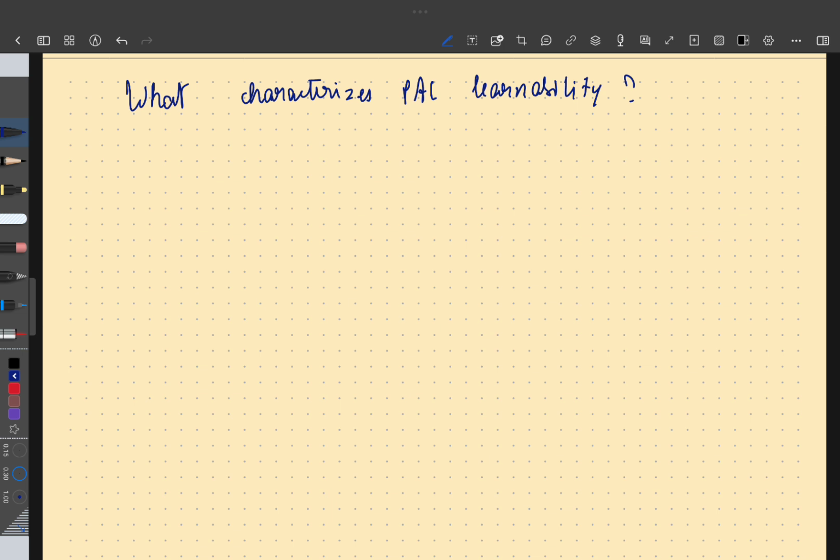Is there some feature about the hypothesis class that ensures that this is PAC learnable or not? Certainly, if the hypothesis class is finite, then we know that it is PAC learnable, as long as the loss function is bounded. And you can slightly relax the conditions on boundedness as well, as long as you have something like sub-Gaussian or sub-exponential loss function, you can still guarantee PAC learnability. So finite hypothesis classes are fine.